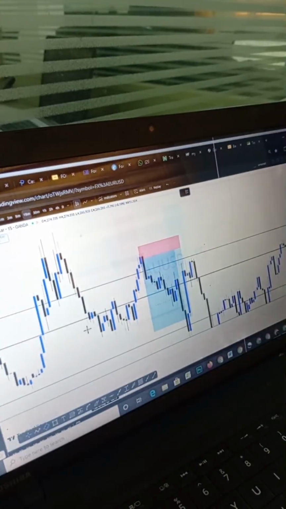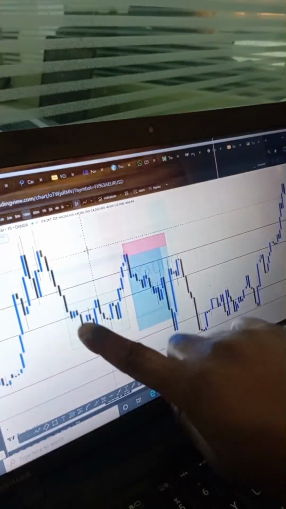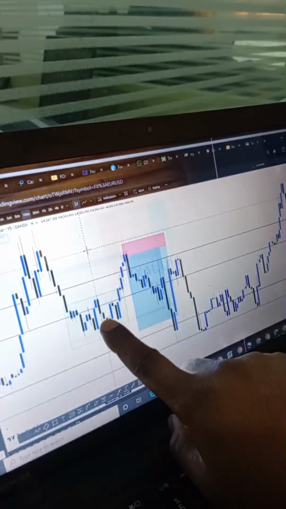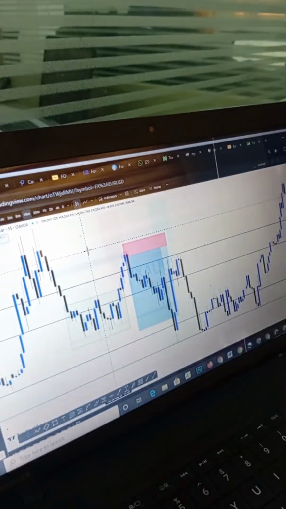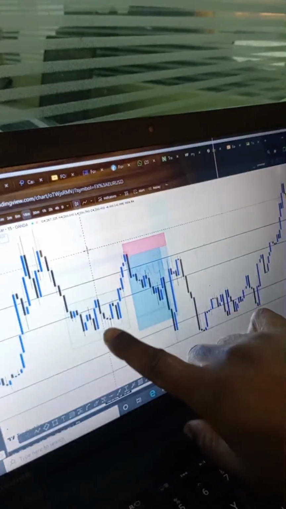Remember, from our analysis, price was ranging here at this point. So if price is ranging like this, what are we looking out for? From my explanation, once we see price ranging this way, we are looking out for liquidity to be swept. Let's pay attention, please. We're looking out for what? Liquidity to be swept.